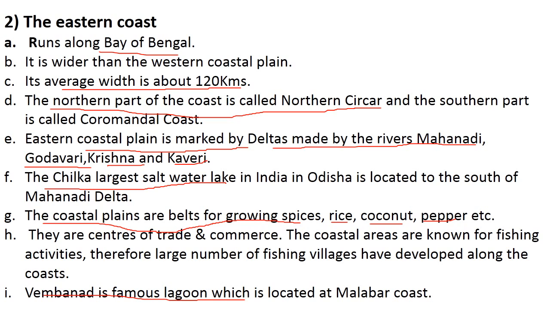The coastal areas are known for fishing activities. Therefore, a large number of fishing villages have developed along this coast. Fishing is a major activity in these coastal parts, and most of the villages are engaged in this primary sector activity. Then Vembanad is a famous lagoon located on the Malabar coast. This is the most important lagoon located on the eastern coast of India.